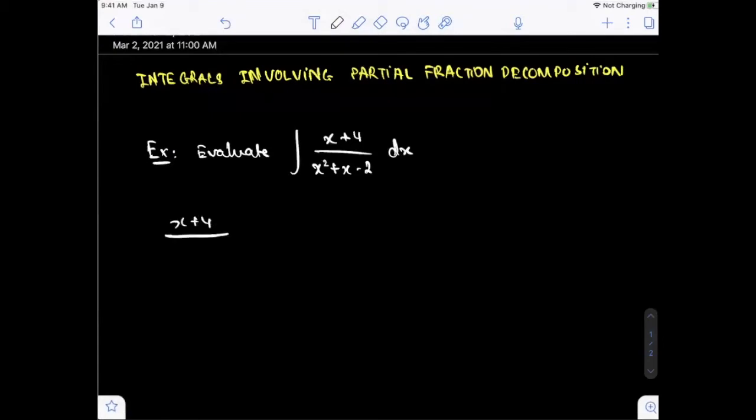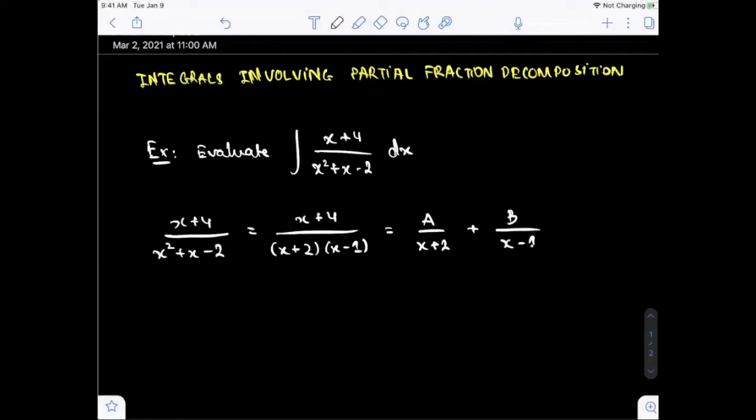For this x plus 4 divided by x squared plus x minus 2, you can factor the denominator, right? You can factor that into x plus 4 divided by x plus 2 times x minus 1. So the denominator is a product of linear factors. So you can rewrite this as A over x plus 2 plus B over x minus 1.